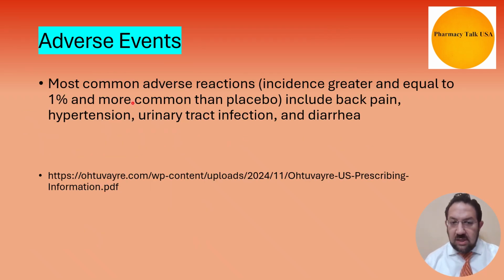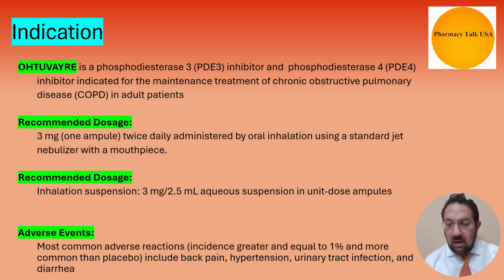As far as adverse events go, the most common adverse effects seen from Ohtuvayre include back pain, diarrhea, UTI, urinary tract infections, and hypertension. Again, this is summary information about Ohtuvayre, which is a new FDA-approved inhaler, which is a PDE3 and PDE4 inhibitor, indicated for treatment of chronic obstructive pulmonary disease or COPD. Recommended dose is 3 milligram, 1 ampule twice daily.